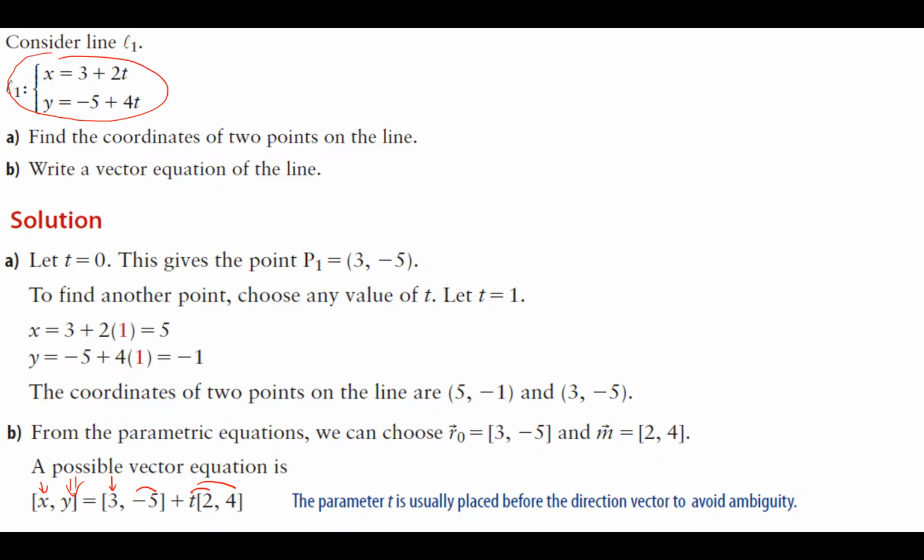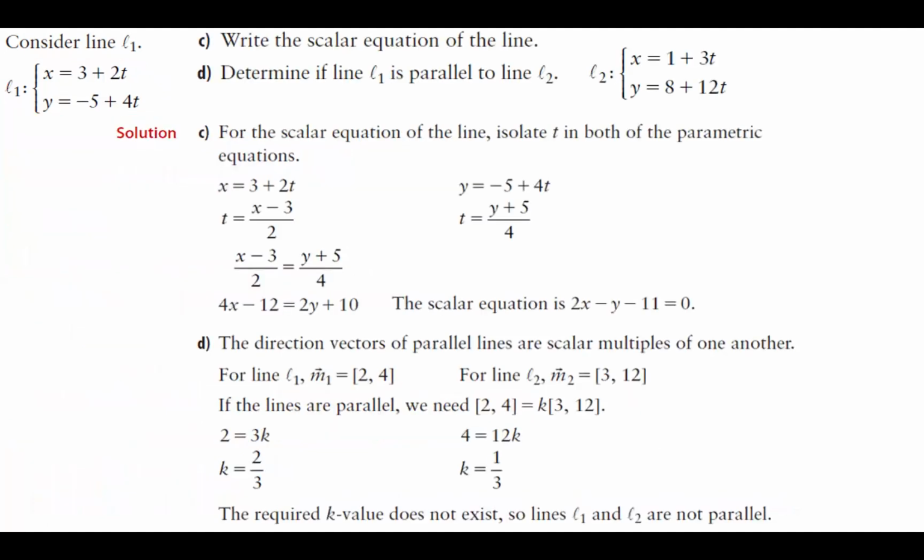Okay, if no questions, next let's have a look at question C, which is a scalar equation of this line. So for the scalar equation of this line, we can isolate t in both of the parametric equations. Note that x equals 3 plus 2t, right? Therefore, we have t equals (x minus 3) over 2. On the other hand, y equals -5 plus 4t, which gives us t equals (y plus 5) over 4. So note that in the scalar equation of the line, we don't have the parameter t, right?